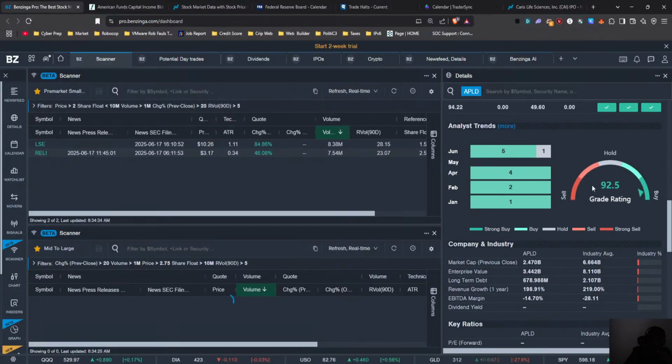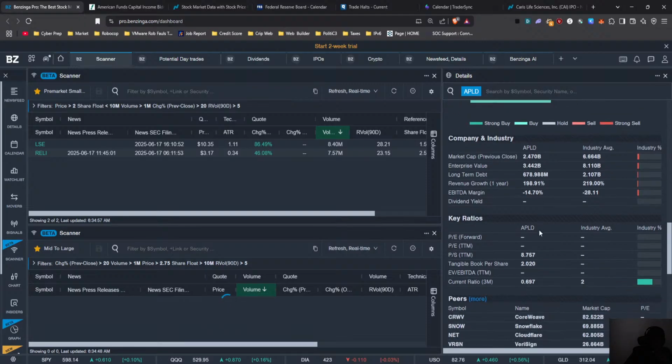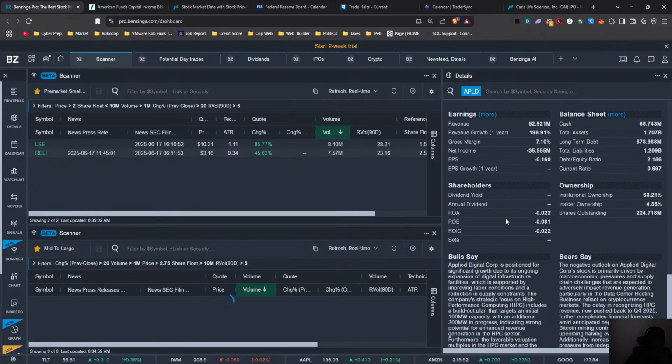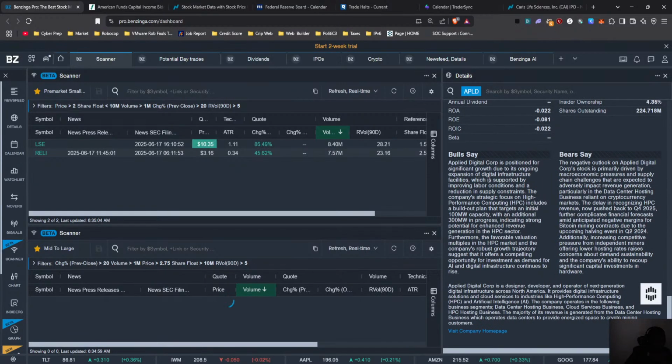Let's see, analyst trade. So they gave it a buy, 92.5% buy rating now. And this is how the analyst trends have changed. So it was a 1 in January, 2 in February, 4, 5 in June, and then a 1 on the hold spectrum. So majority buyers. Let's go down here. So market cap, blah blah. All right, so what are the bulls saying?